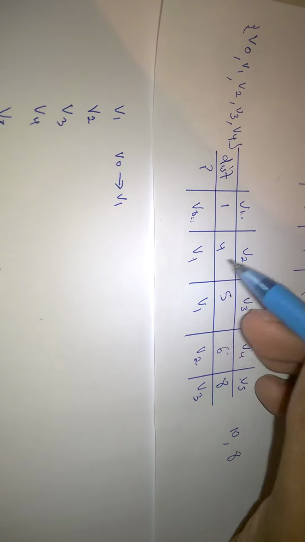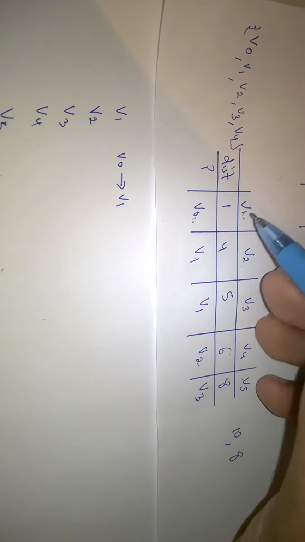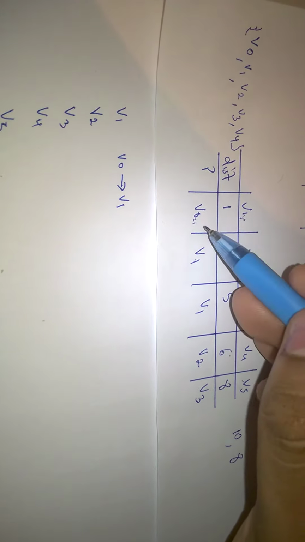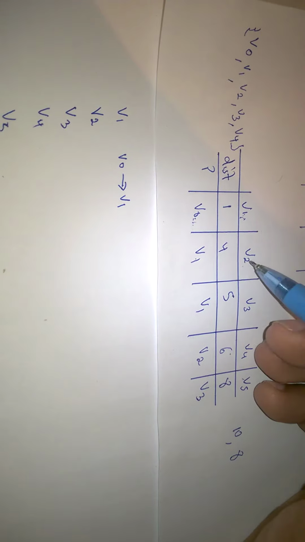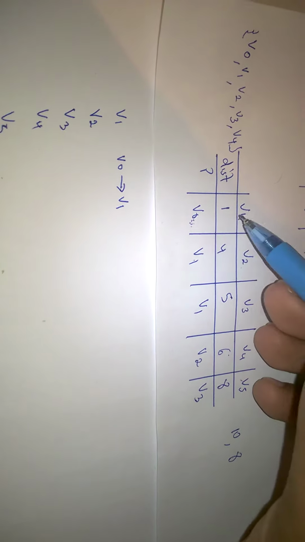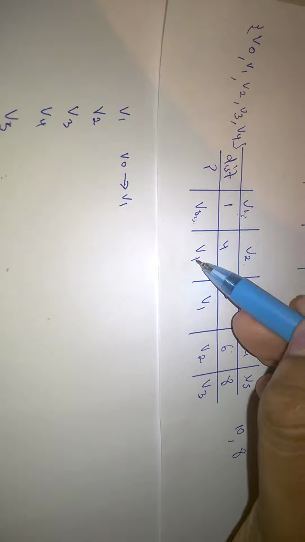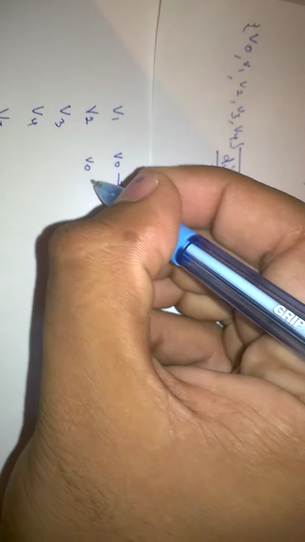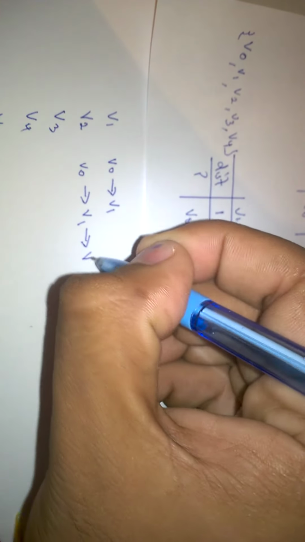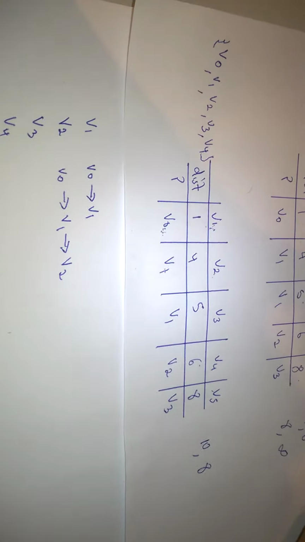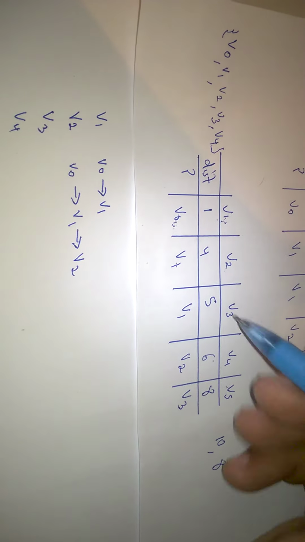The parent for V2 is V1, and then we go here to V1 and we say the parent for V1 is V0. So to reach V2, we have to go from V0 to V1 and from V1 to V2, right? So we have to draw it out like that. From V0 to V1, from V1 to V2, right? And V3, we're going to do the same thing.